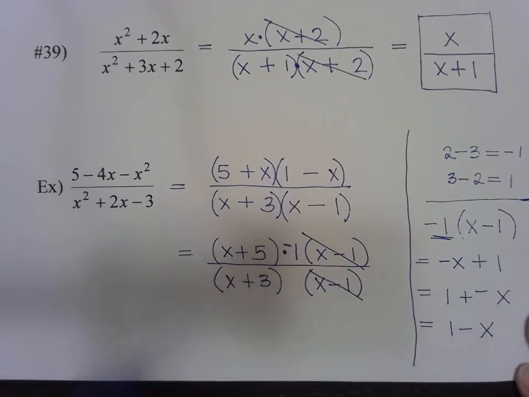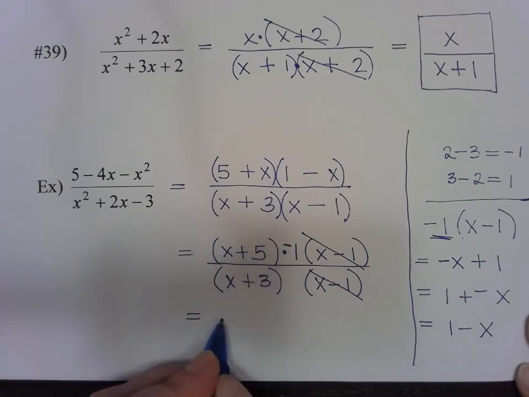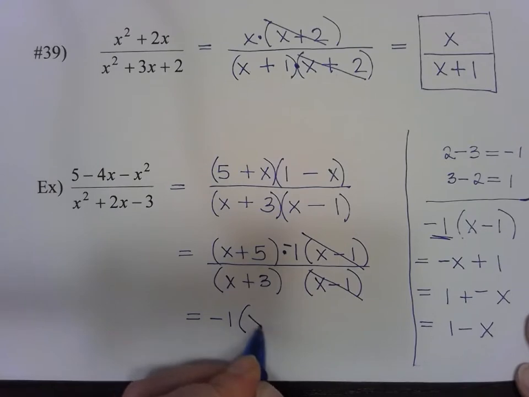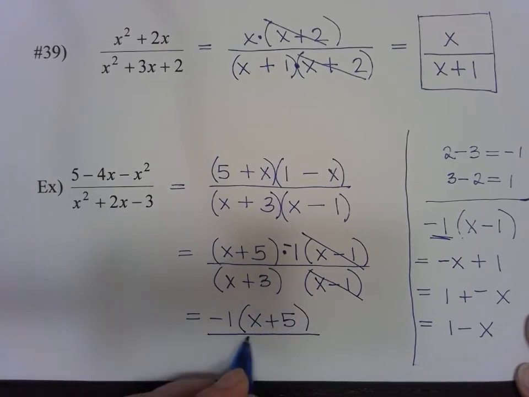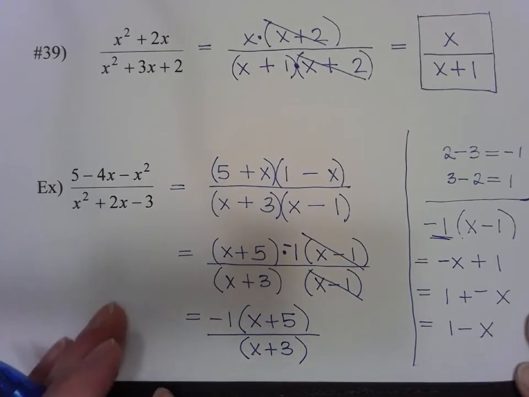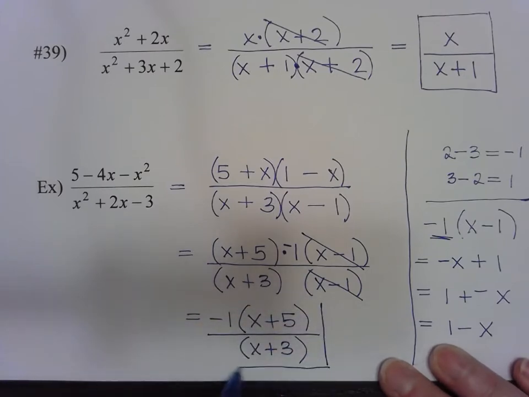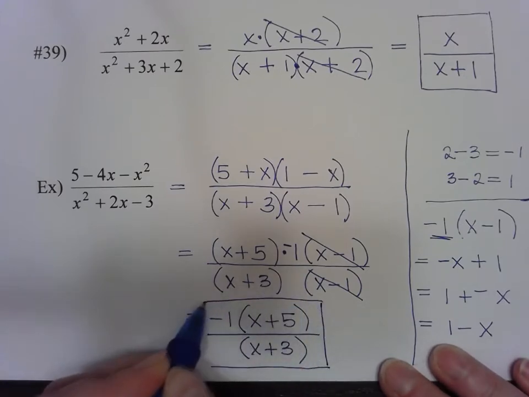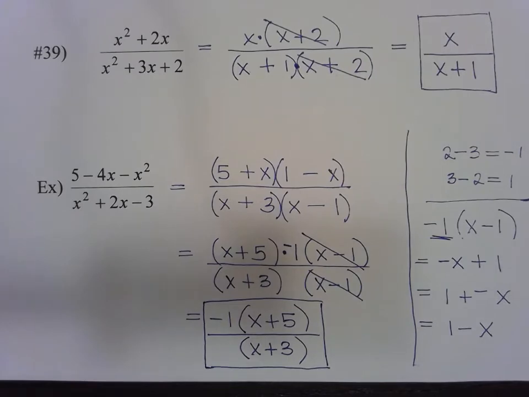Now we can cancel. And I'm going to put this -1 in the front because that's where we're used to seeing it. And that's going to give us our final answer, right? And you can leave the final answer in factored form. You don't have to re-multiply it out. We're not trying to do extra work here, right? So it's fine to leave it like that.